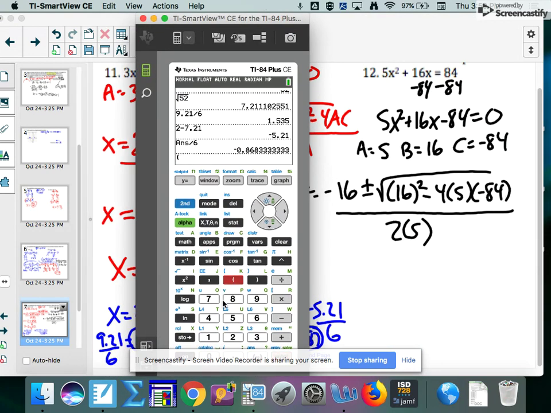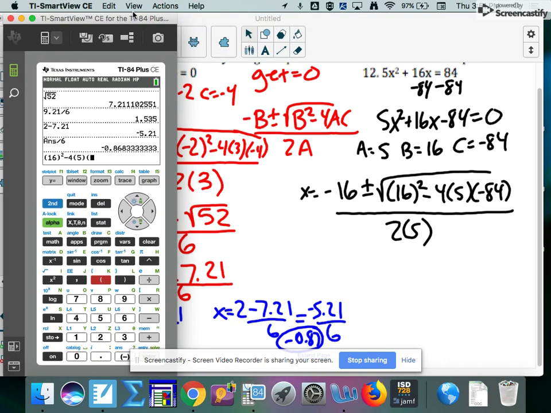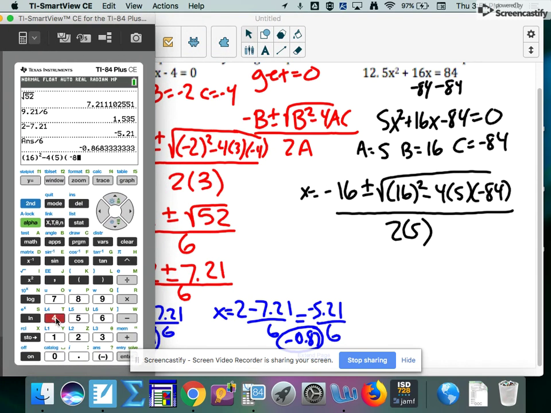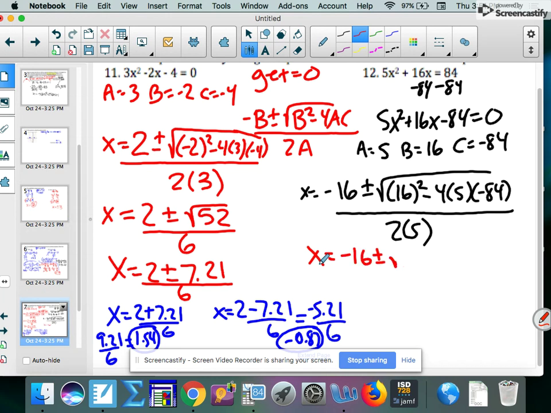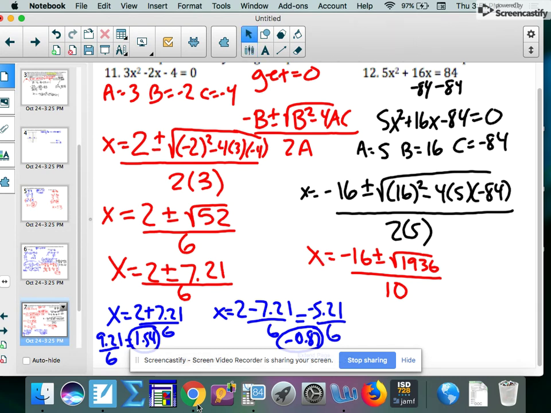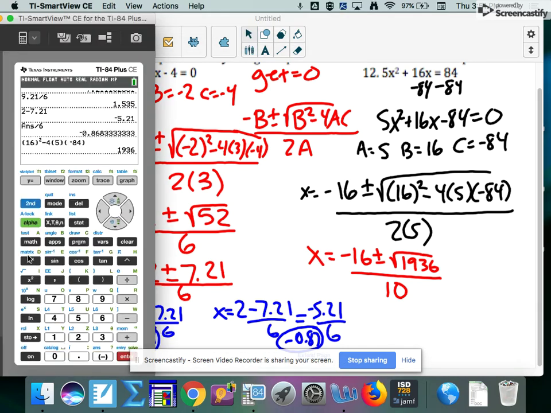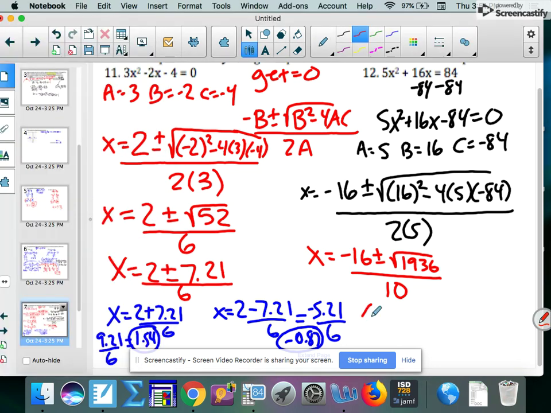Again, start with what's under the square root. 16 squared minus 4 times 5 times -84. And you get 1936. So I still have the square root, but I haven't square rooted it yet. And this one's all going to be over 10. So I'm going to square root 1936. And you get 44. So I have x equals -16 plus or minus 44 all over 10.